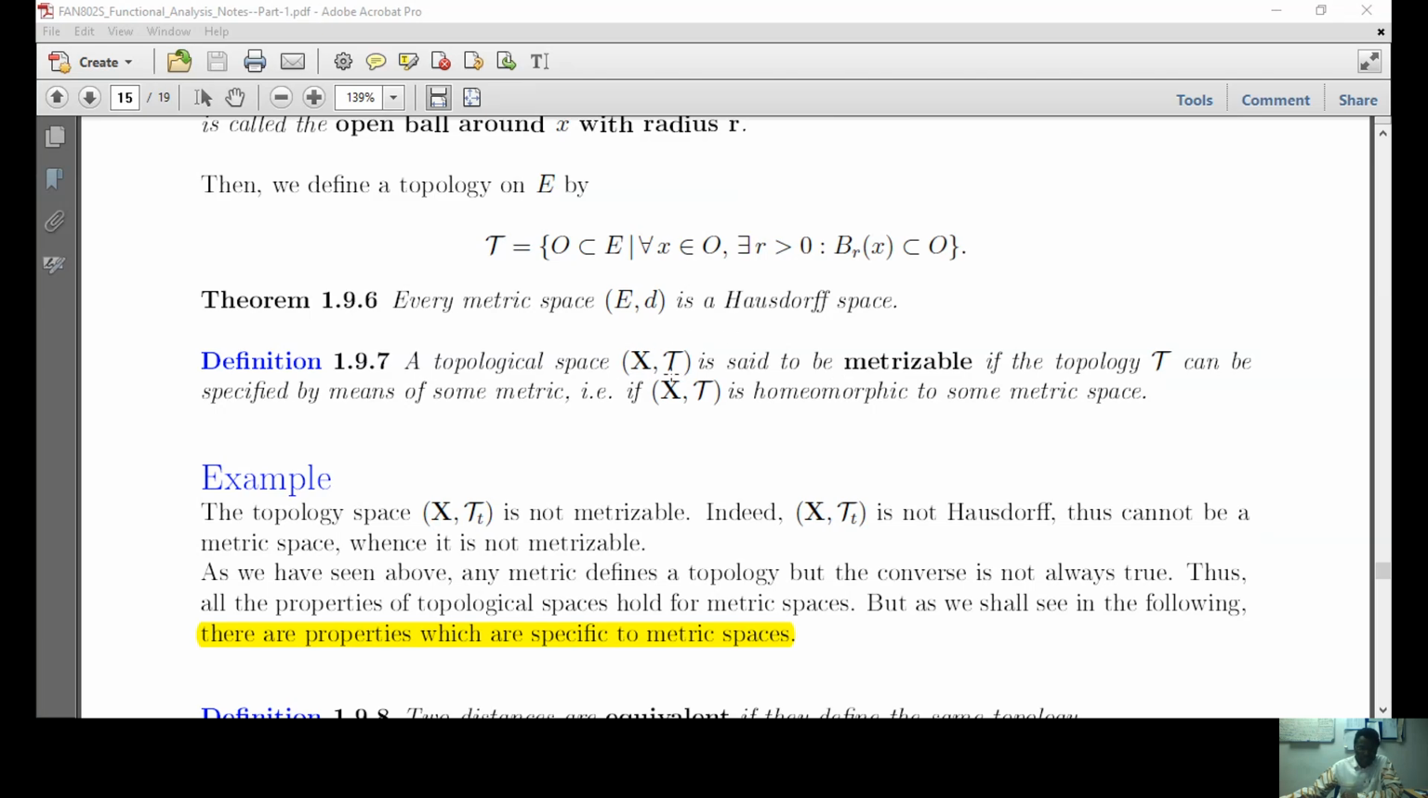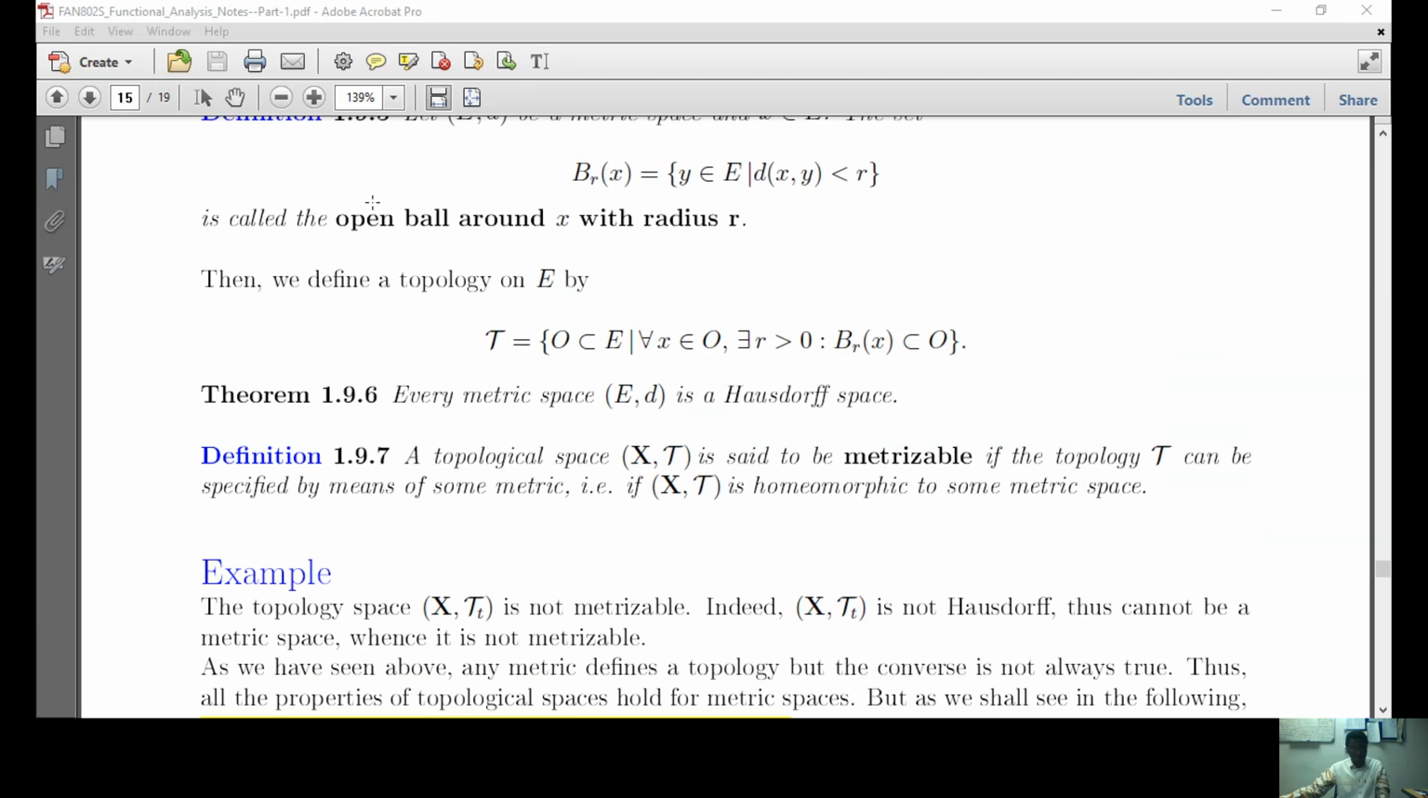Okay, now here we have an arbitrary topological space, right? Which is not an underlying topology from a metric space.